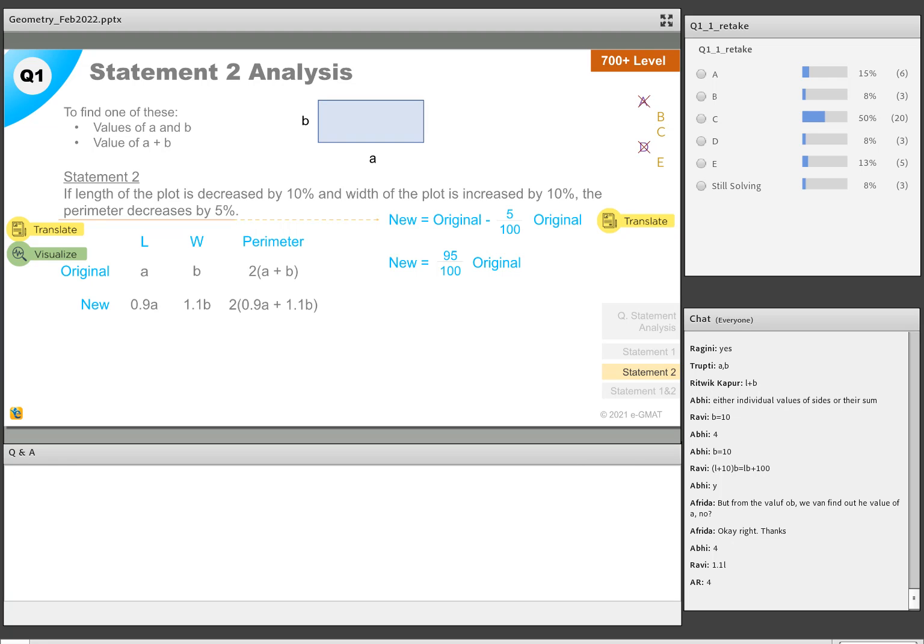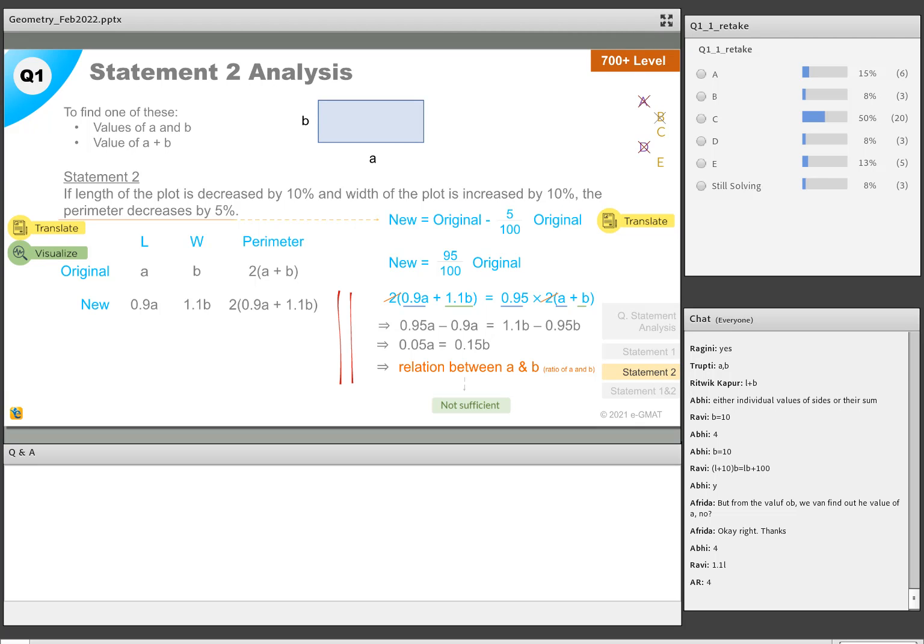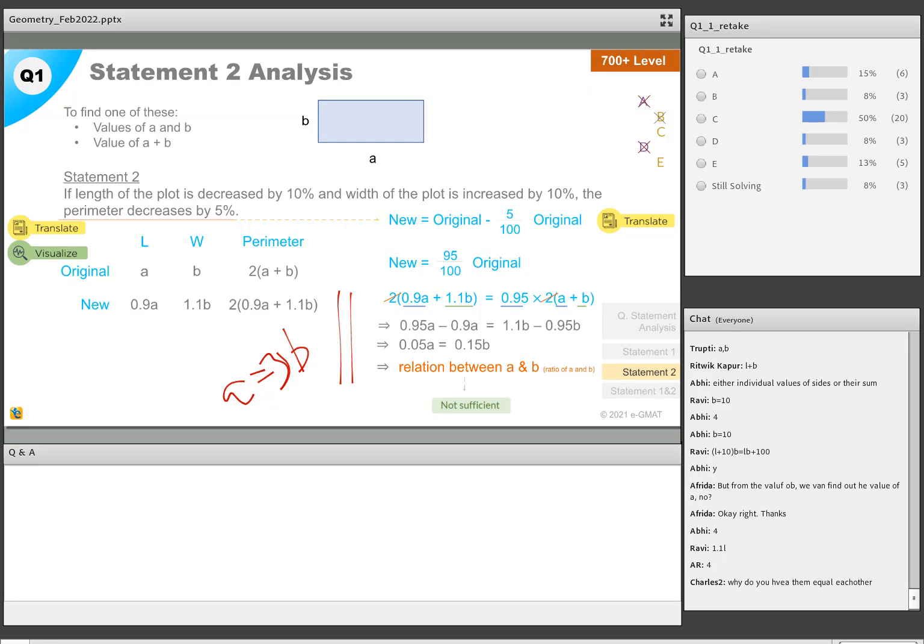Or in other words, this is the original perimeter, this is the new perimeter. Now we are given that the new perimeter is less by 5%. In other words, it's original minus 5 by 100 into original. It is 0.95 into original. So if you put these things together, you should be able to arrive at this. Essentially, you will get a equal to 3b if you work out the whole math of it. But fundamentally, you see what the problem is? You only arrived at a relationship between a and b.